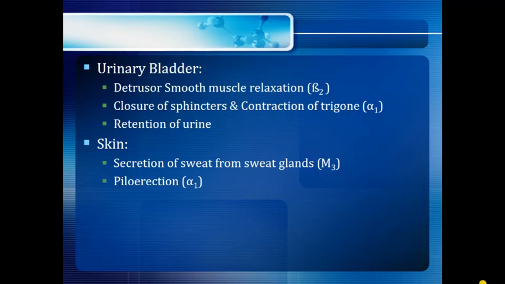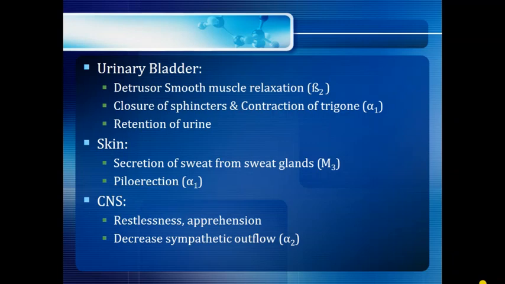There is secretion of sweat from the sweat glands, mainly through M3 receptor, and there is piloerection because of the alpha-1 receptors. In the CNS, they produce restlessness, apprehension, and they decrease sympathetic outflow, which is mediated by alpha-2 receptors.